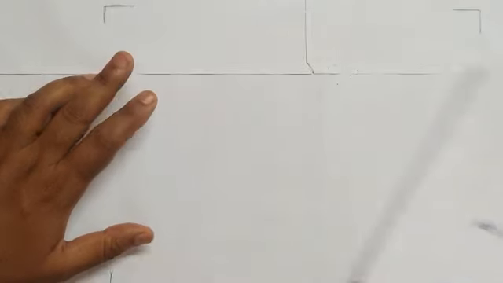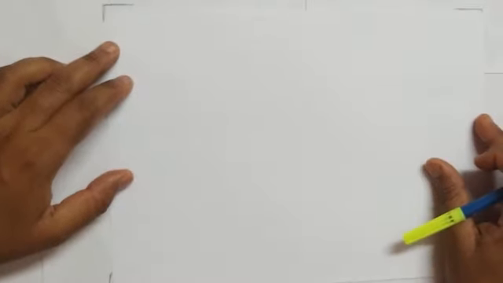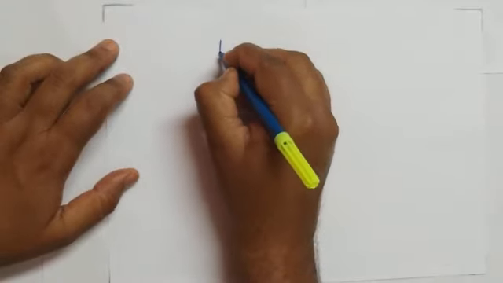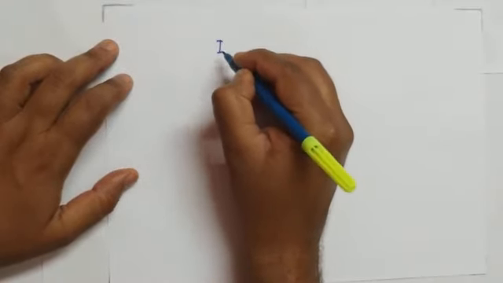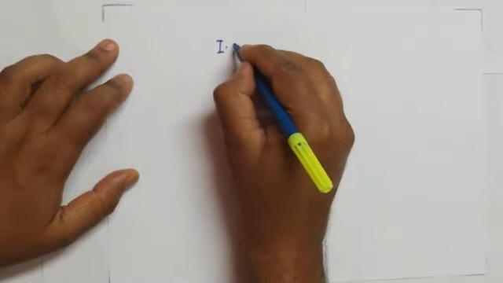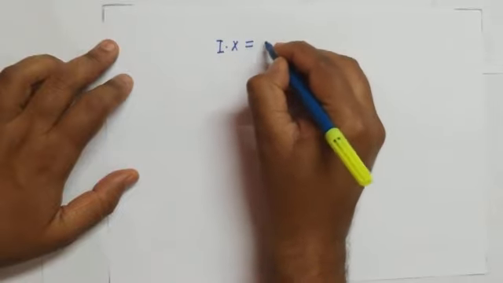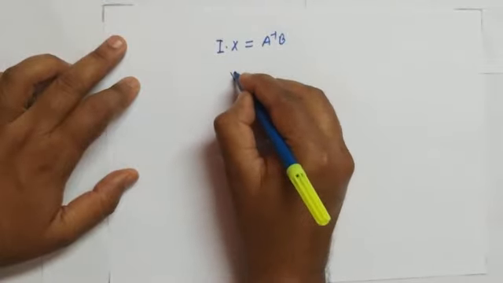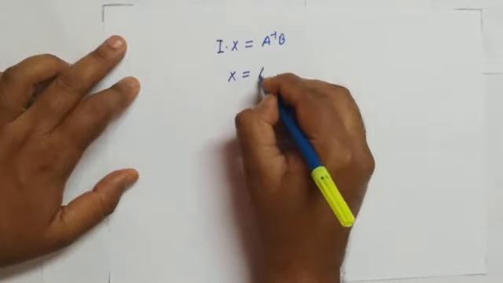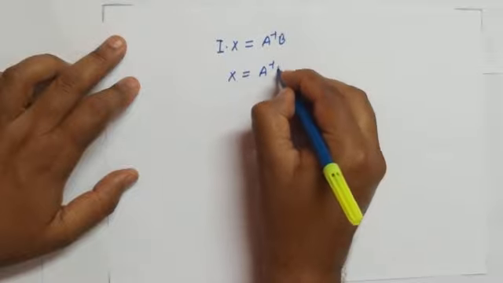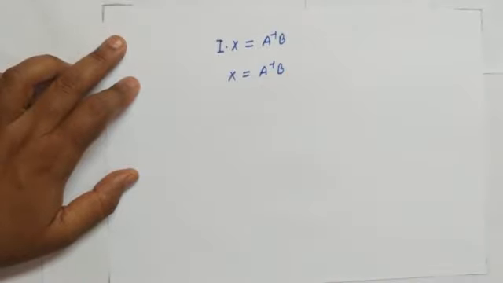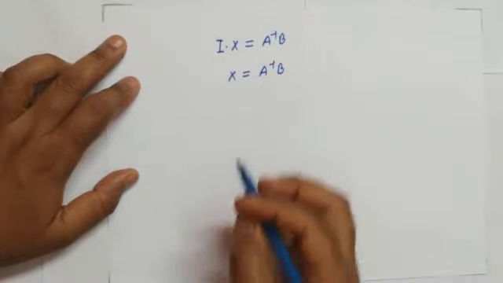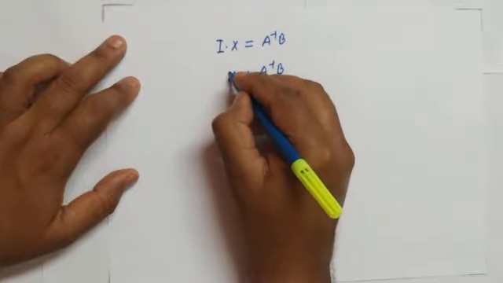Then A inverse multiplied with A will give you I. I means identity matrix. So X is equal to A inverse B. Now you have got X is equal to A inverse B. X is the matrix of variables.